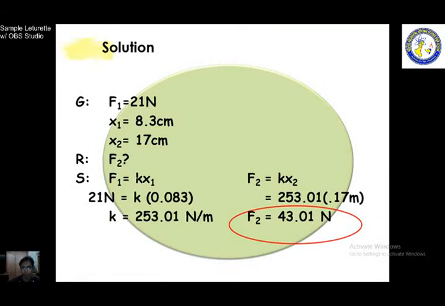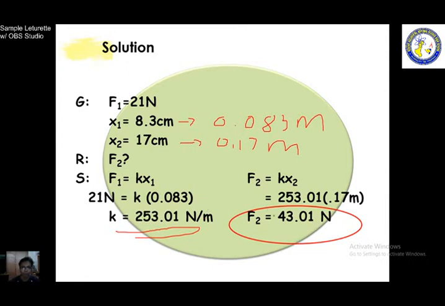So F1 equals kx1: 21 newtons equals k times 0.083 meters. We converted 8.3 centimeters to meters, so that is 0.083 meters. And this one is 0.17 meters. So k for the vertical spring is 253.01 newtons per meter.